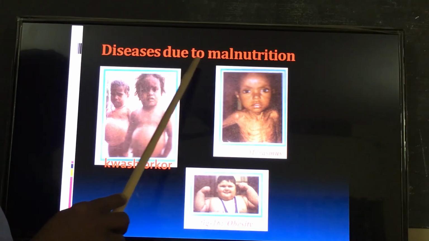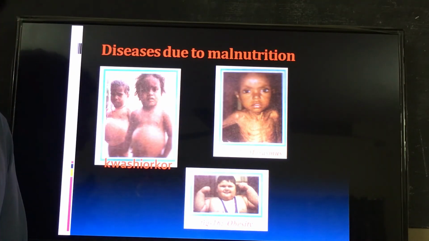So, next let us discuss malnutrition. What is meant by malnutrition?